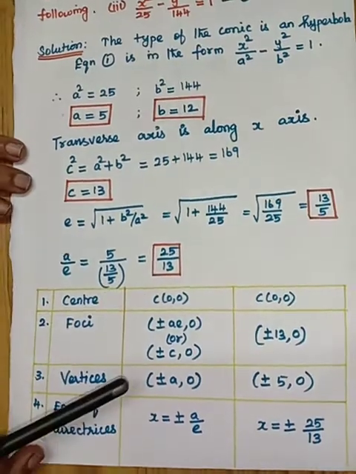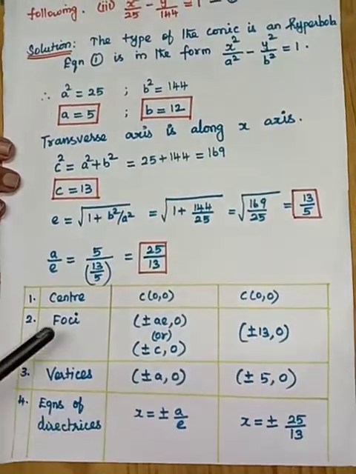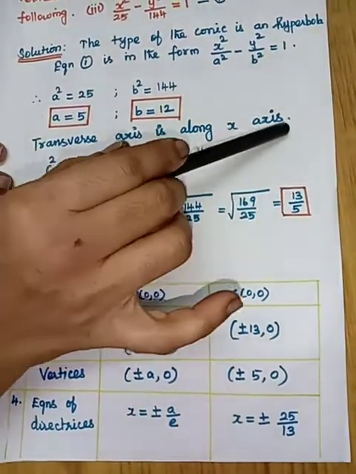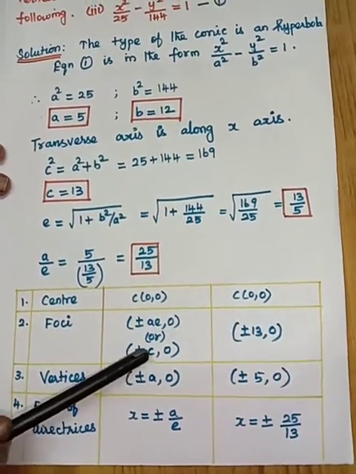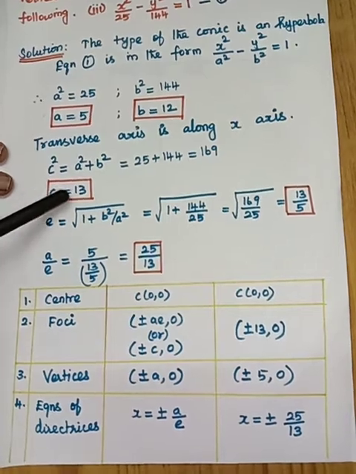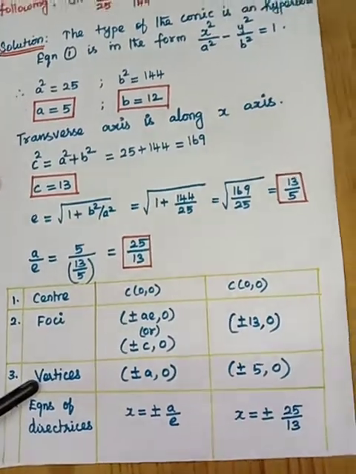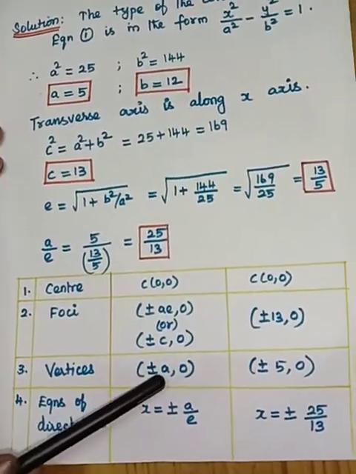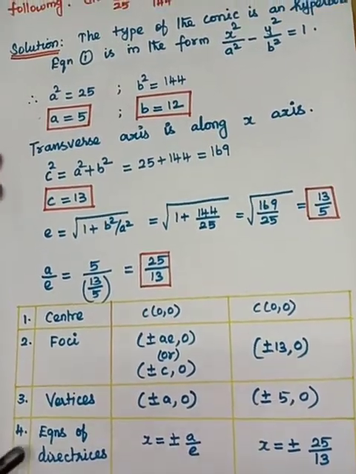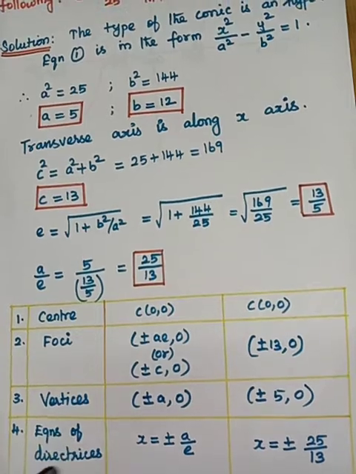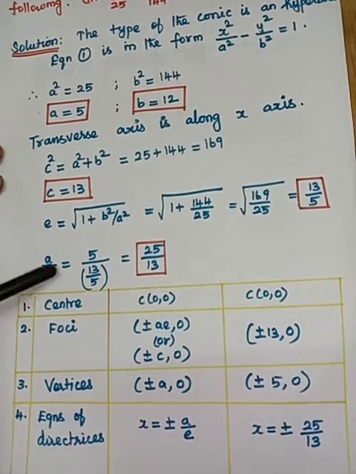So we have to tabulate the result. What is the center of the hyperbola? It is 0, 0. What are the foci? Your transverse axis is along the x-axis, which means your foci are plus or minus ae, 0, or plus or minus c, 0. Here we have found c. c is equal to 13. So plus or minus 13, 0. Next, you have to find the vertices. The formula is plus or minus a, 0. Your a is 5. So plus or minus 5, 0. Next you have to go for the equations of the directrices. We should know x is equal to plus or minus a by e, which we have found.